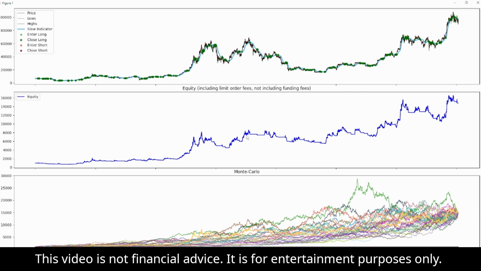It's like a 16x here with a very good Sharpe ratio as well. The drawdowns, yes, there are many of them, but because the return multiplier is very good, this might be a risk that you want to take.